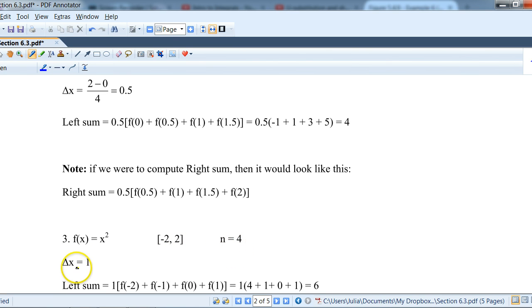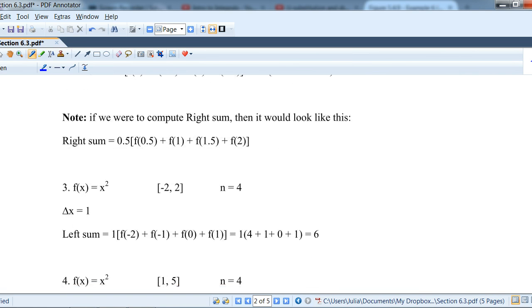Once again, in this case, the width is 1. How did we get that? 2 minus negative 2 is 4, divided by 4, so we get 1. And the left sum, once again, is the width 1 times f of, we're starting with the left endpoint, negative 2, plus we keep adding 1, so it's f of negative 1, plus f of 0, plus f of 1. Here's all 4 rectangles, so we stop right here. Once again, we plug them into x squared, and we get 4, 1, 0, and 1.